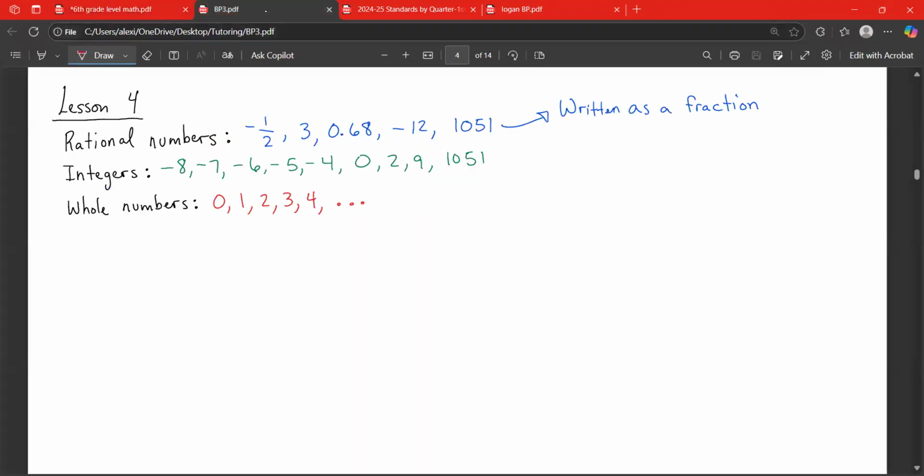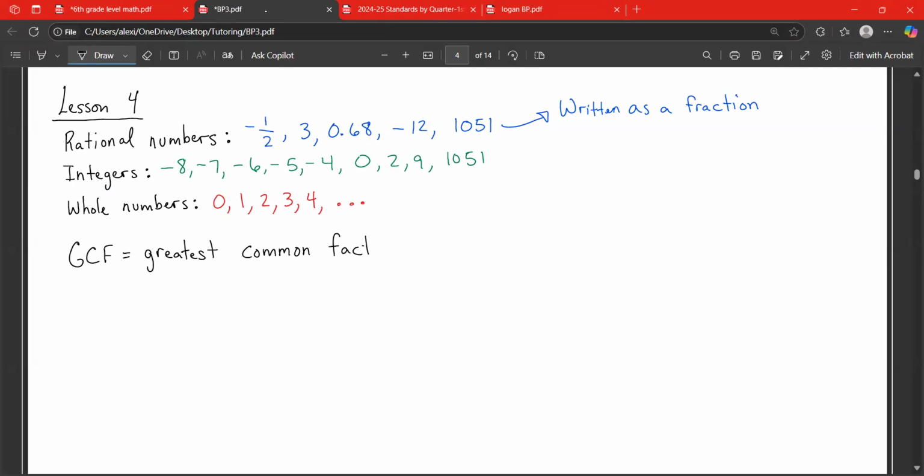So let's go back. So our topics for today, GCF. And of course, we'll write out what it really is. The greatest common factor. And then, of course, we're going to have the LCM, which is the least common multiple.